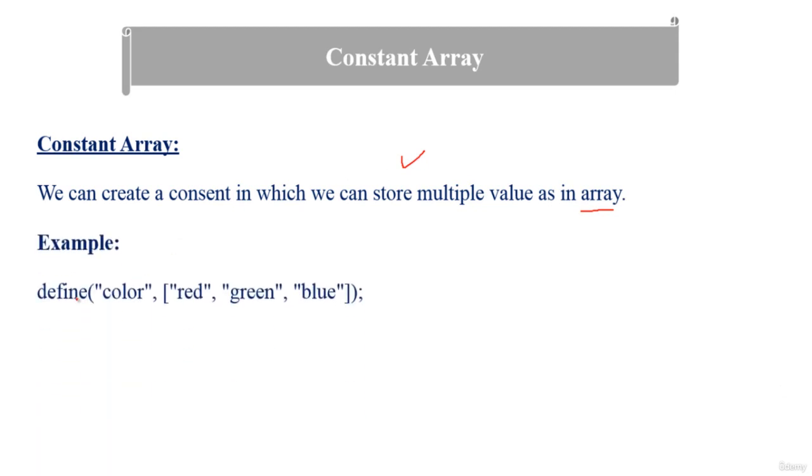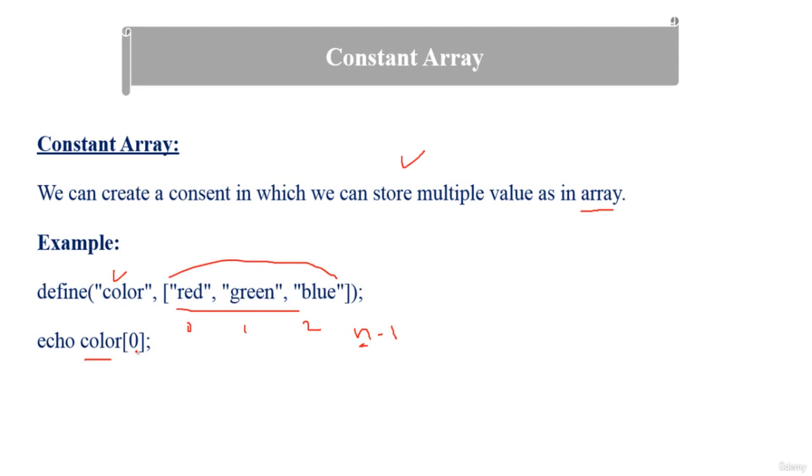So for example, define color, and I am providing value in the form of an array. This is an array for initialization, assigning values to the color constant. If you want to check a value, you have to use the index number. The index number for red is 0, 1, 2, up to n minus 1, where n is the total number of elements. Color is a constant name.